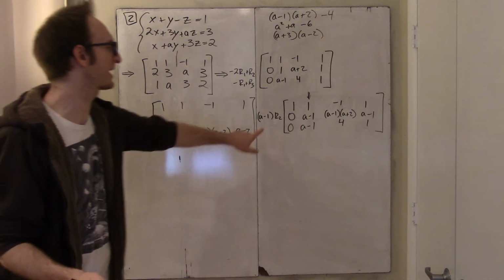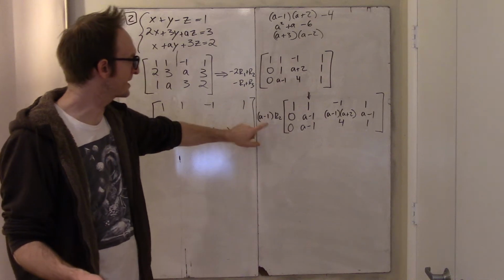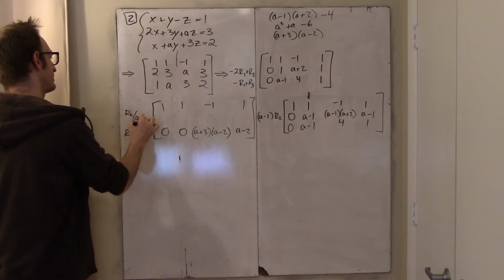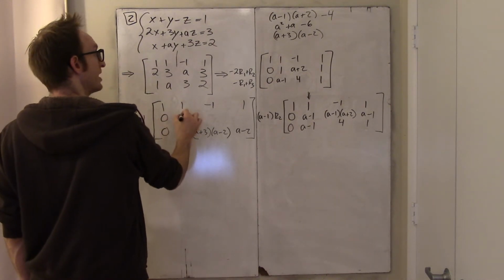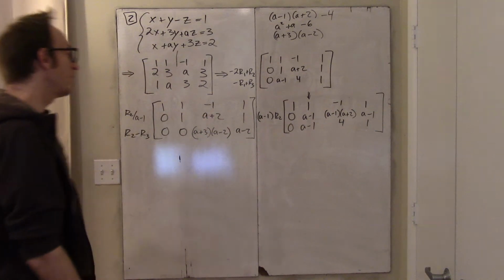I might as well put it back again, right? I had it nice and simple, and then I multiplied by a minus 1, but that did its job, so I'm going to divide back through again. Okay, so that takes me back to 0, 1, a plus 2, 1.